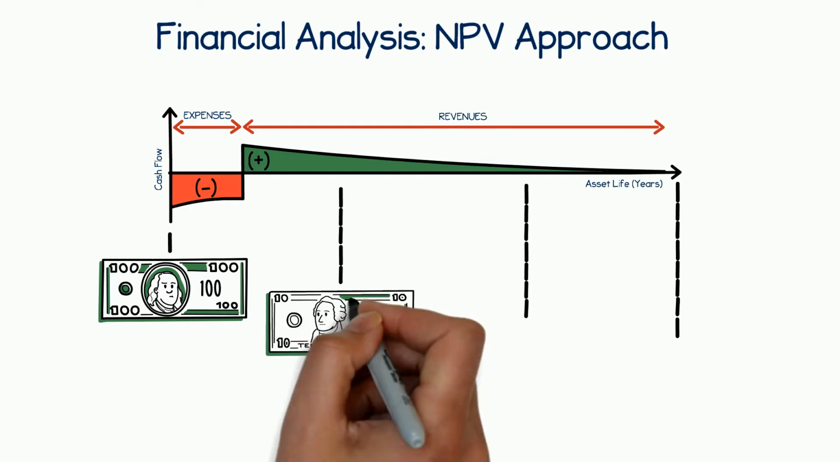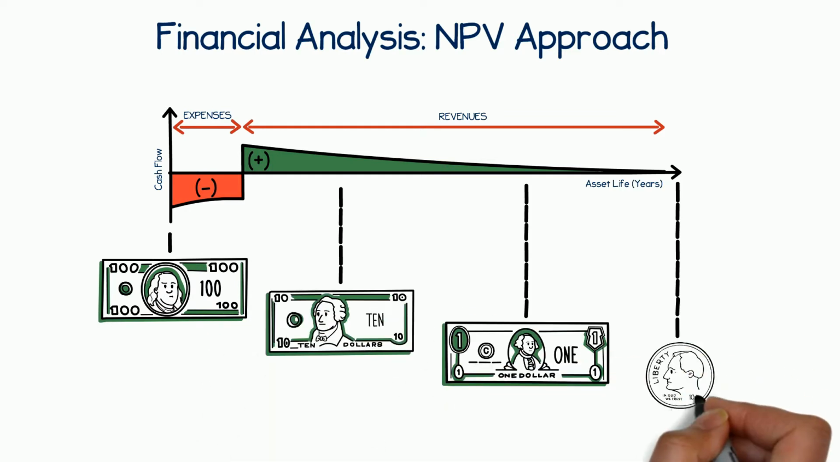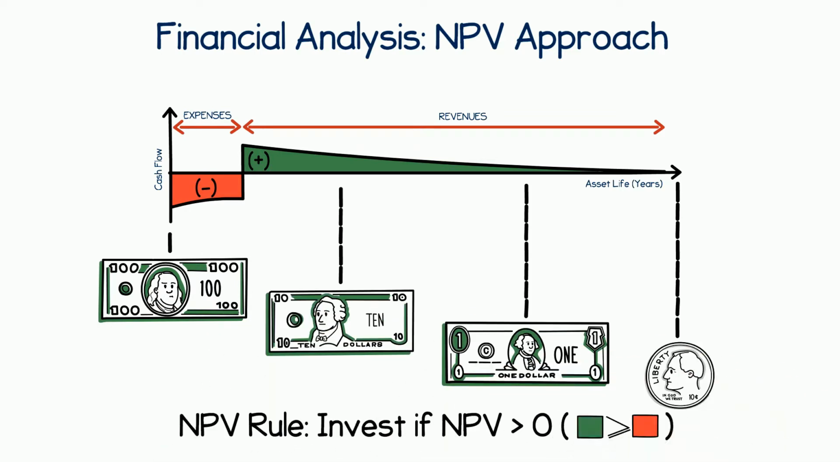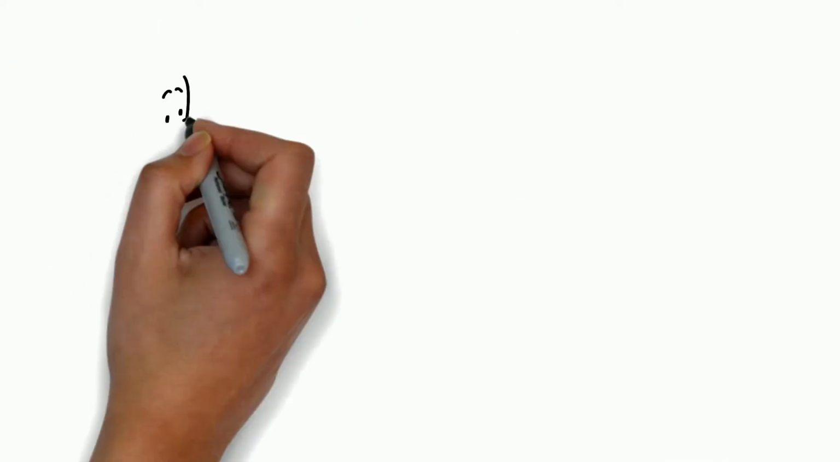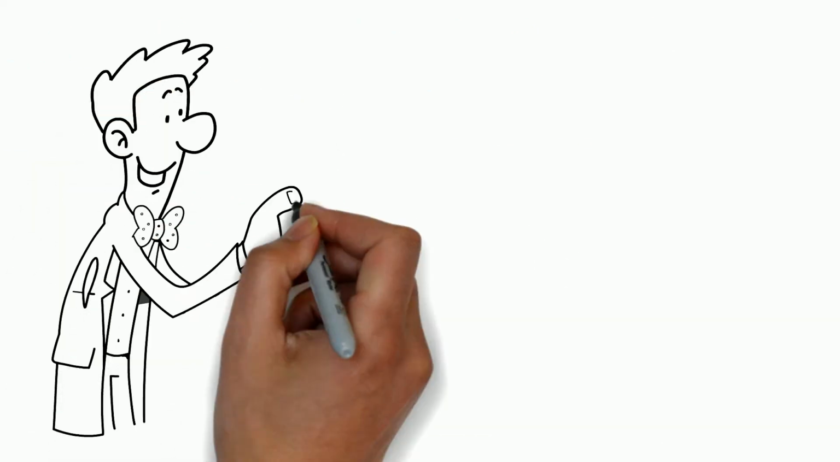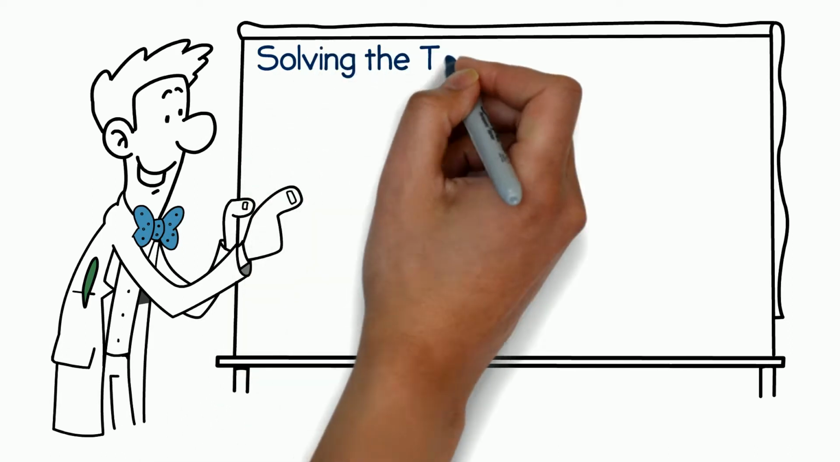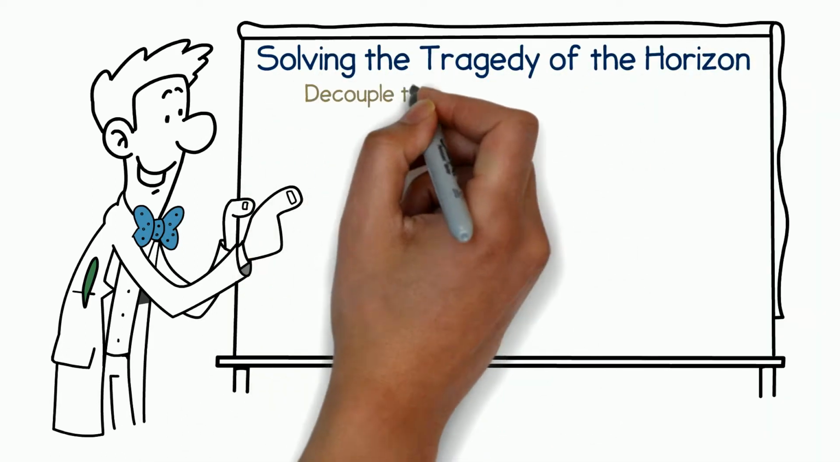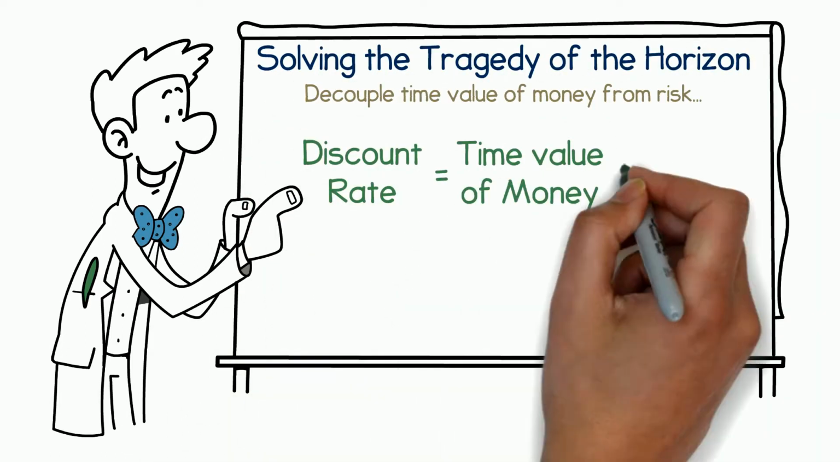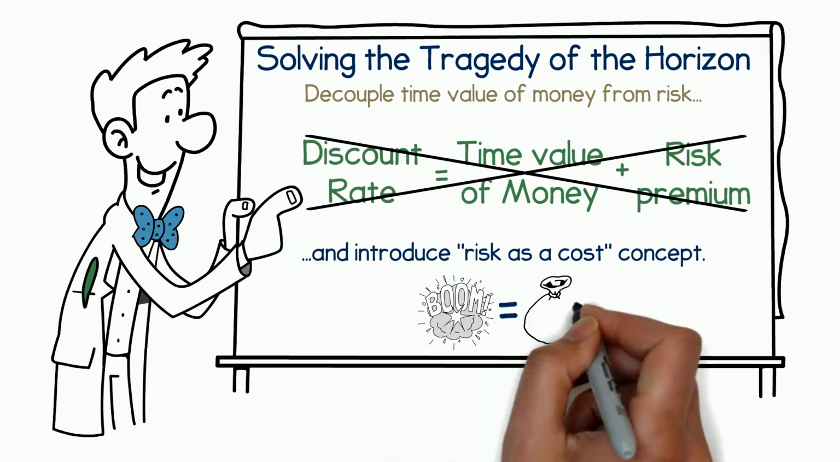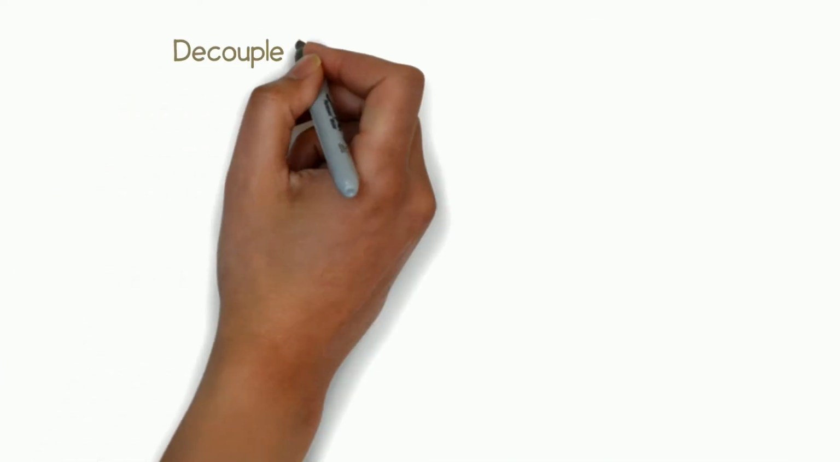Under this model, however, the tragedy of the horizon looms when liabilities that occur far in the future need to be paid for. To avoid the unwitting transfer of unfunded liabilities to future generations, we need to address the time bias effect by decoupling the time value of money from risk and treating risk as a cost. This is where DNPV comes in.